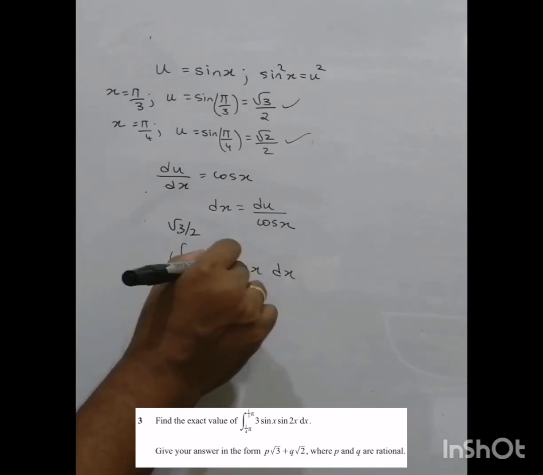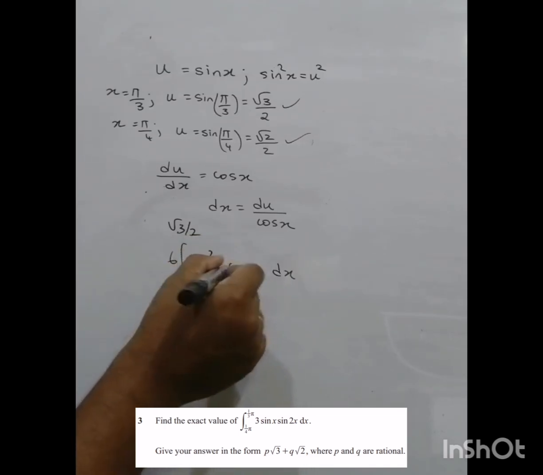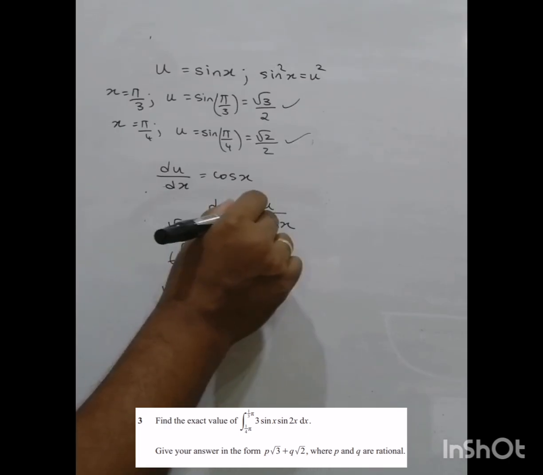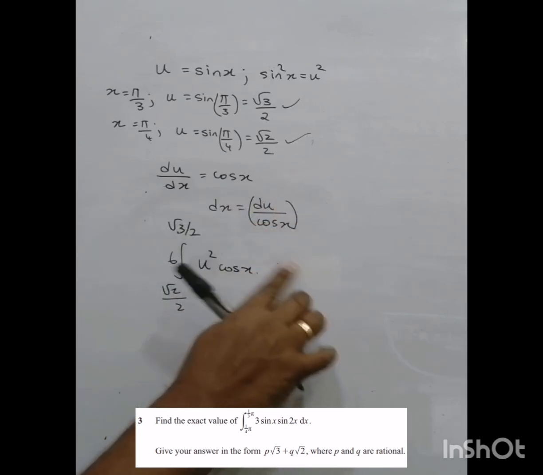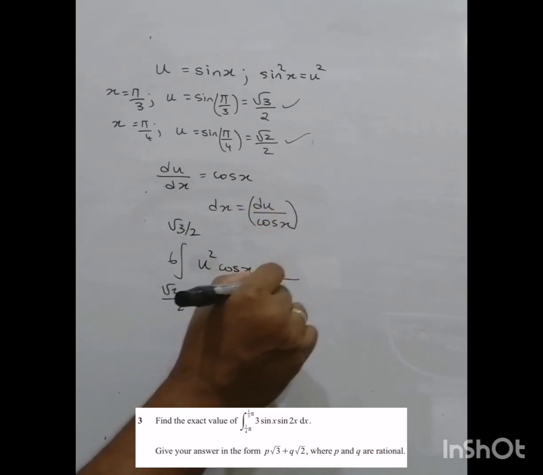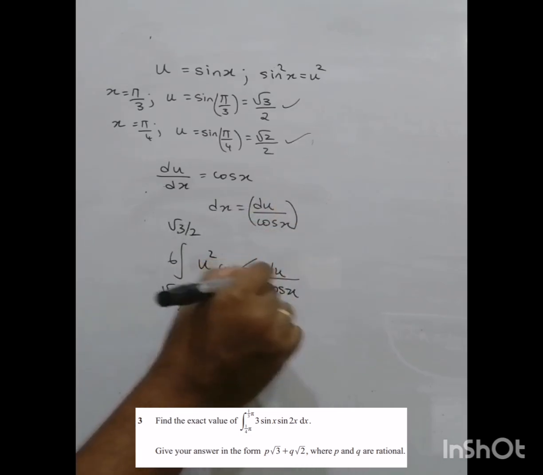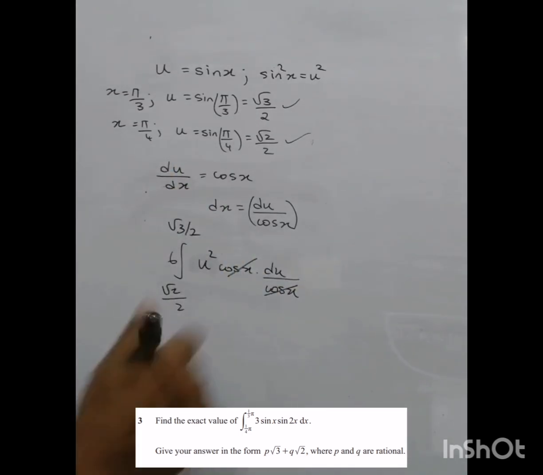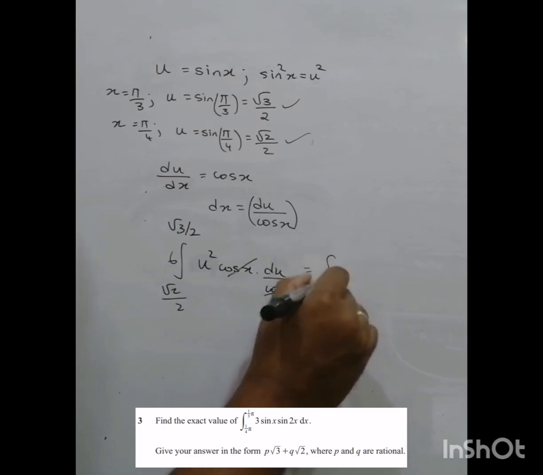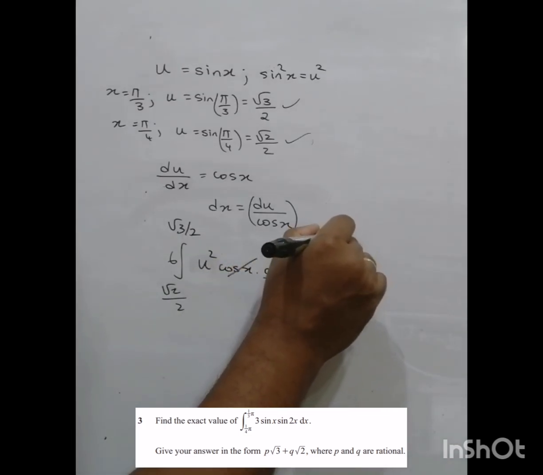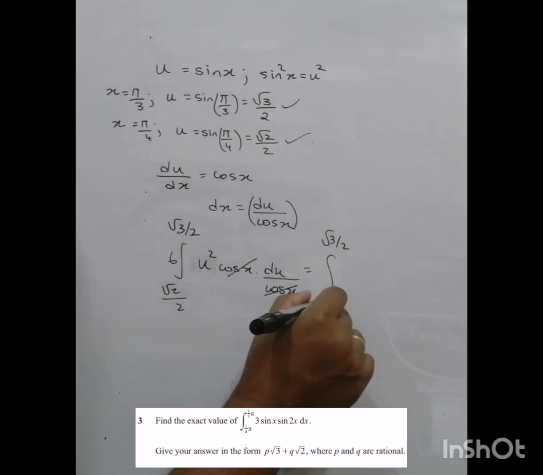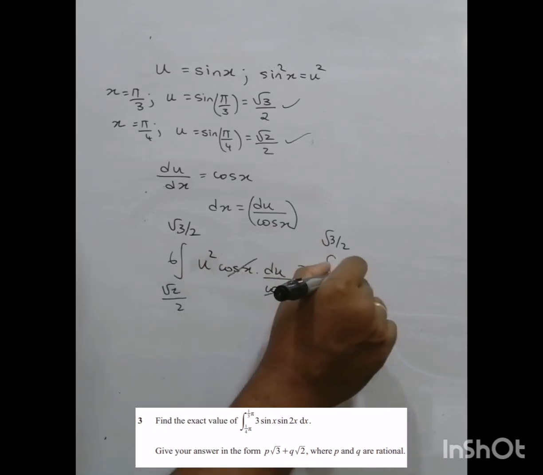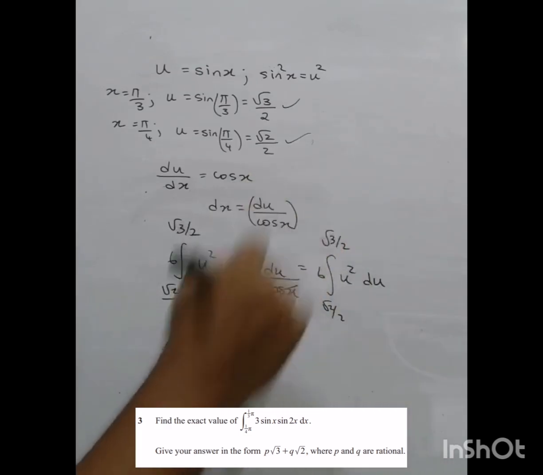And for the moment, we'll keep cos x as it is, and dx is going to be du over cos x. So that cancels off conveniently over there. Now we are left with a very simple integral. We have root 3 over 2 and root 2 over 2 here, 6, and we just have u squared du.